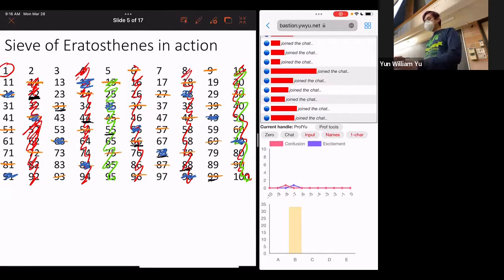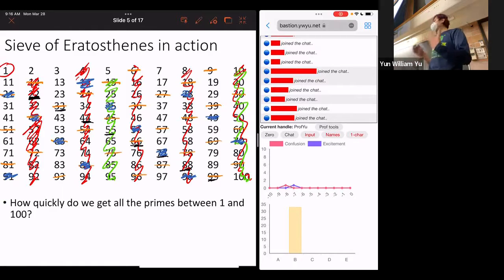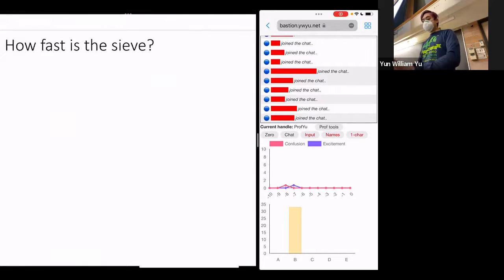And of course, this goes back to the question we talked about: how quickly do we get all the primes between 1 and 100? And the answer is pretty quickly because you only need to cross out the multiples of prime numbers smaller than 10. And this is one of the results that we gave earlier. And let's actually prove it.